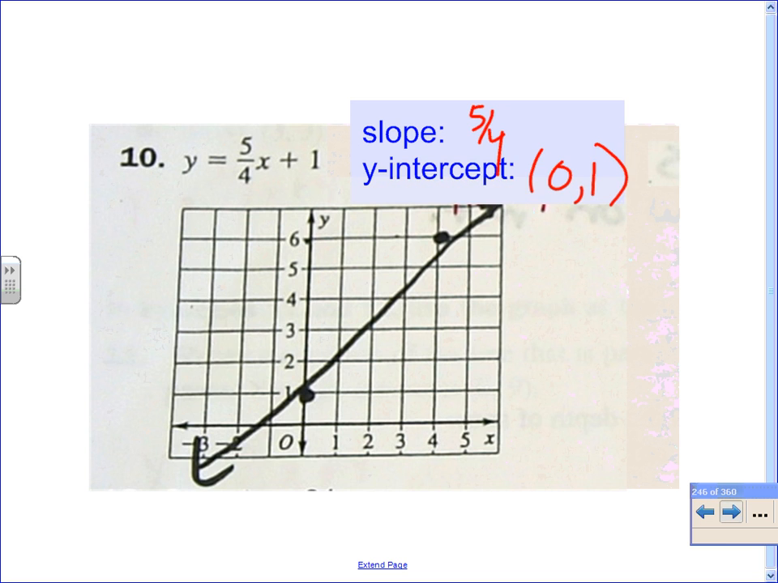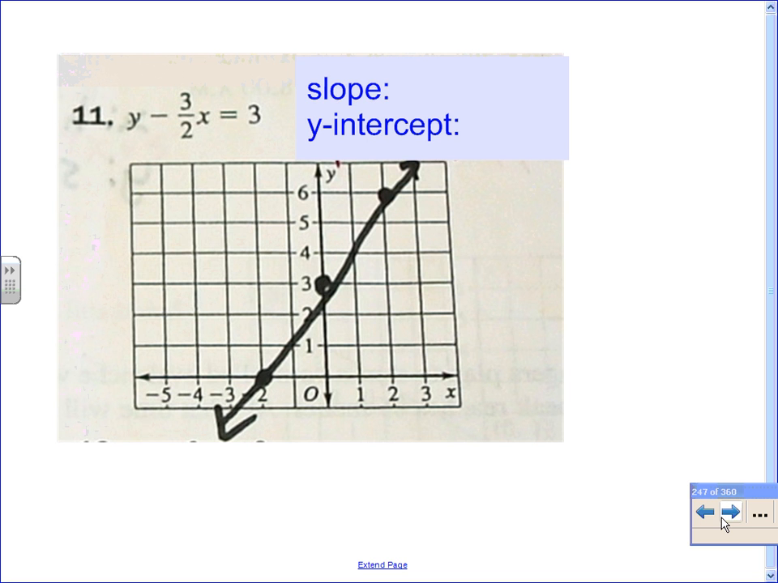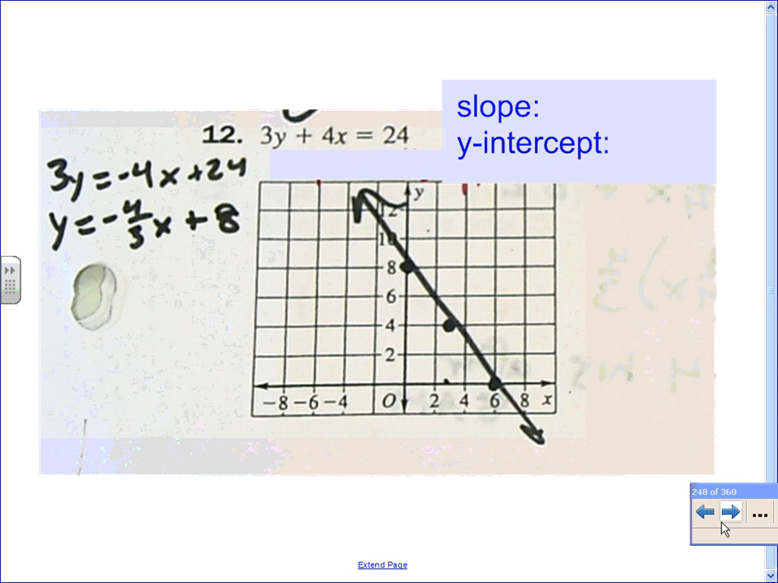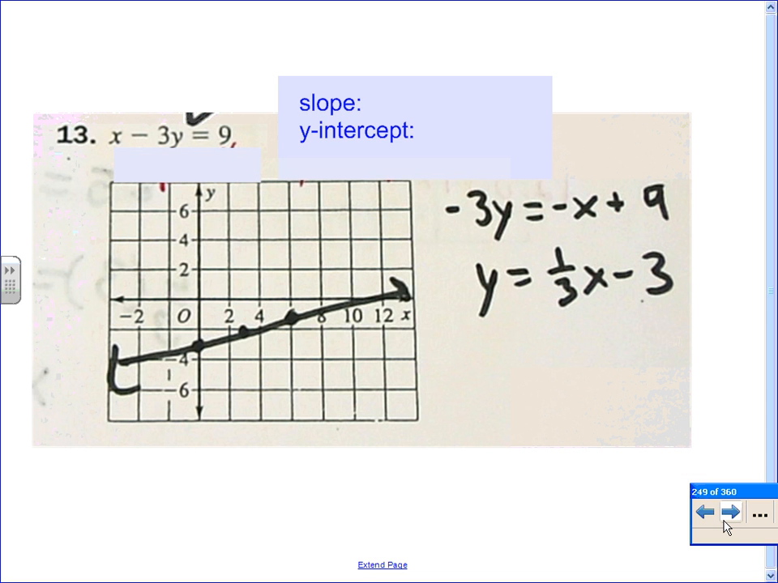Okay, number 11, just check your graphs as I'm going through my pictures here. The slope is 3/2. The y-intercept is 3. Number 12, the slope is negative 4/3. Y-intercept is 0, 8. Check your graph. Number 13, the slope is 1/3. The y-intercept is 0, negative 3.